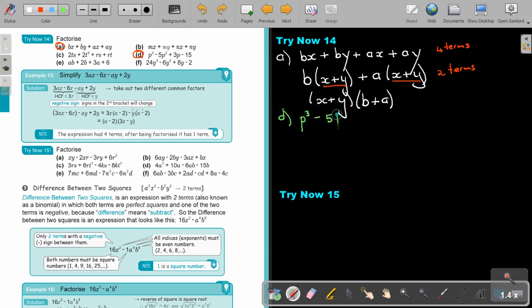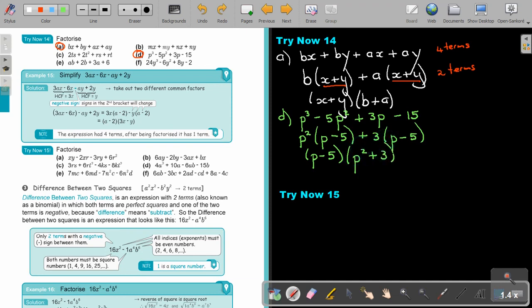p cubed minus 5p squared plus 3p minus 15. Again, take out the common factor. You can also take it out of the first and the third and the second and the fourth, so you can rearrange the terms. But if I take out this one, it's going to be p squared. If I divide, it's p minus 5. And in this case, it's 3. And if I divide, it's p minus 5. And now I take out the common factor there, so it's p minus 5. And it's going to be p squared plus 3, and that's the common factor.